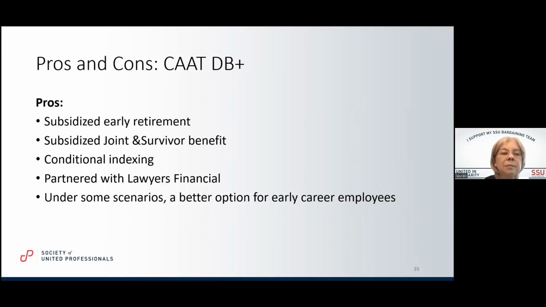Advantages to CATS DB Plus are that they have early retirement subsidies. They do subsidize the joint and survivor benefit. They do offer indexation and usually pay it. They've been endorsed by some pretty powerful players like an umbrella organization called Lawyers Financial. And under some scenarios, it's a better option for early career employees.